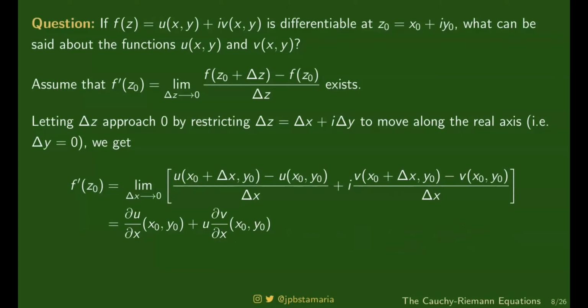Ito ay equal, no, yung limit na ito ay equal sa sum ng dalawang partial derivatives na yan na may typo error kasi ito ay I du. Okay? So, mali-mali ako ng pagkaka-type. Yung una, yung partial derivative ng u with respect to x. Yung pangalawa, I times the partial derivative of v with respect to x. Now, anong ginawa ko dito to be able to come up with this? I let delta z approach 0 along the real axis.